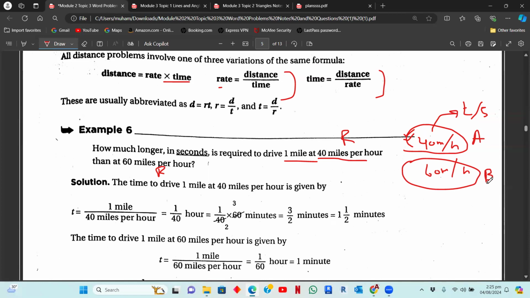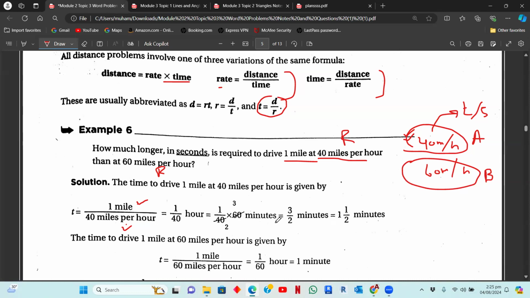Now let's look at the equations that we can make. For time, 1 mile over 40 miles per hour, we're going to use this formula, distance over rate. If distance is 1 mile, and rate is 40 miles per hour, how much time will it take? 1 upon 40.